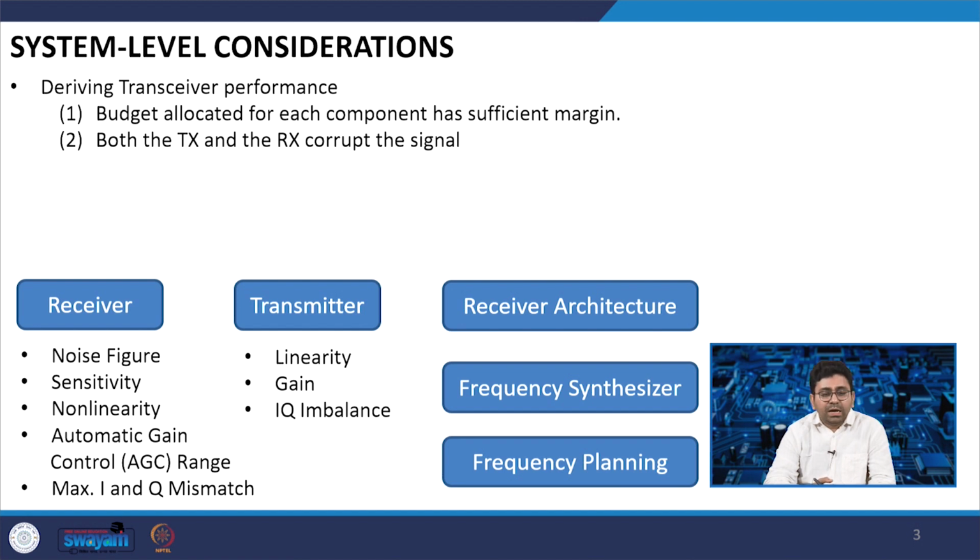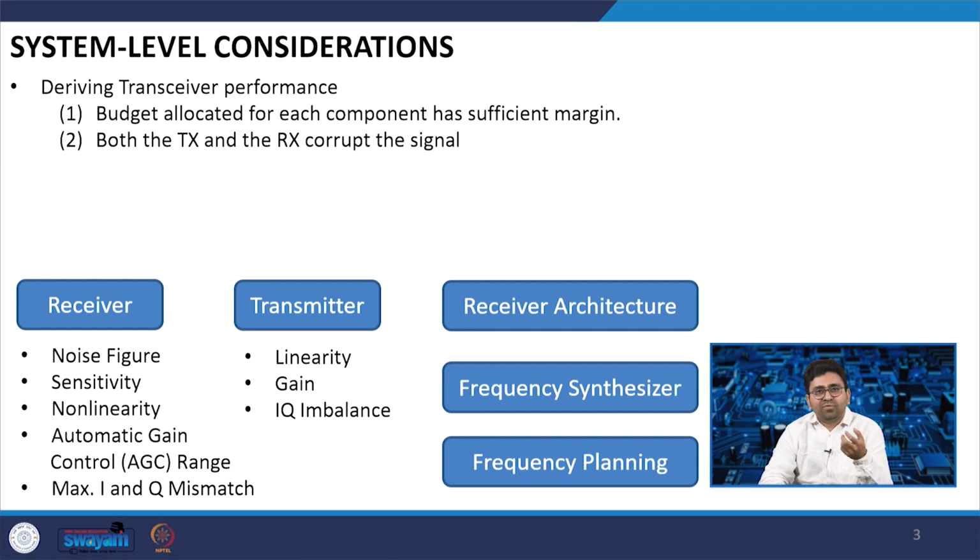So when we are considering the system design, when we derive the transceiver performance parameters, we need to have an equal budget allocation for each component. Let us say for the LNA, noise figure and linearity mean you need to add a certain margin. That sufficient margin will help the entire RF front end reception perform more effectively.